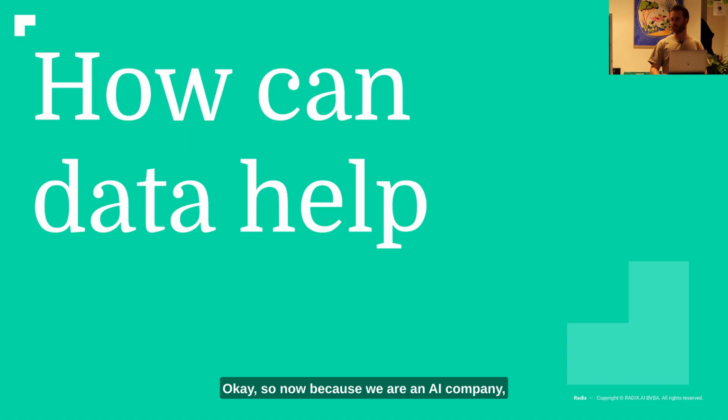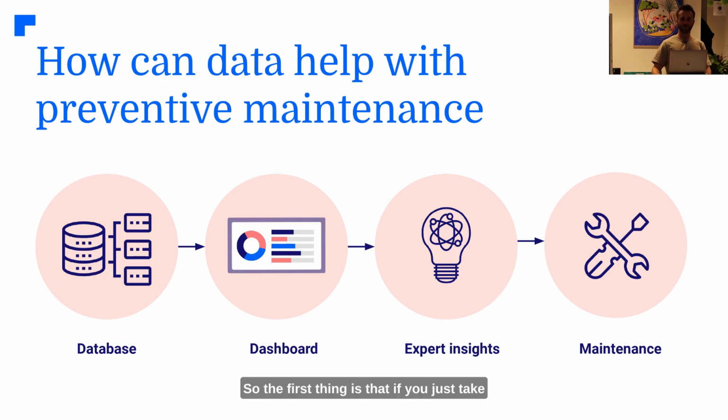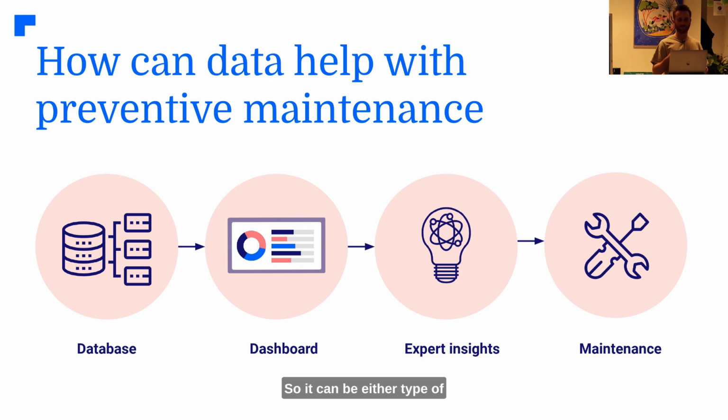Okay, so now, because we are an AI company, we will also talk about data and AI. So how can data help with it? The first thing is that if you just take all the data which is related to your devices, it can be either the physical data, like how much is the temperature inside your devices, or it can also be the output of your entire production process, like for example for a milk producing company, how much milk is produced. So it can be either type of data that is related to your devices.